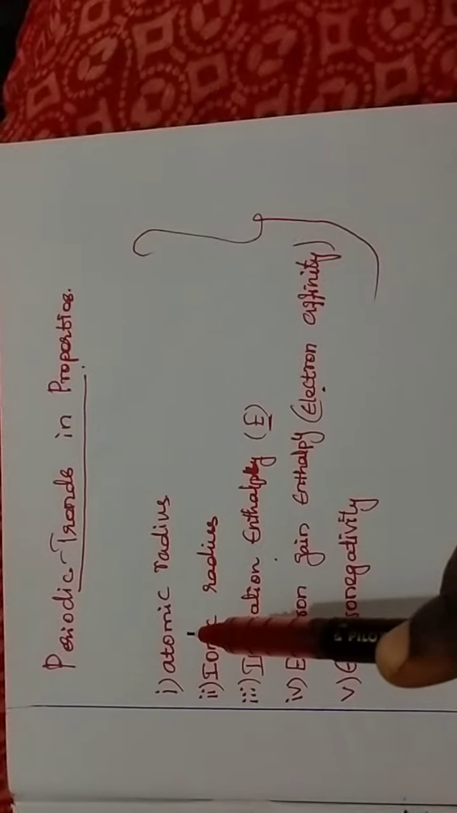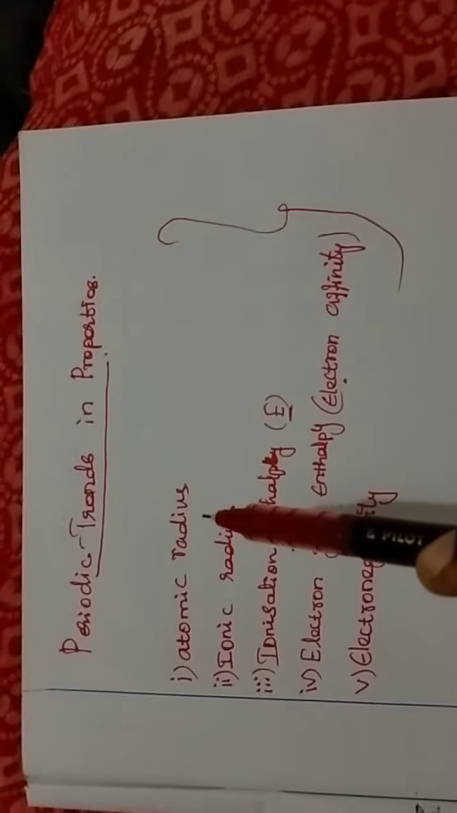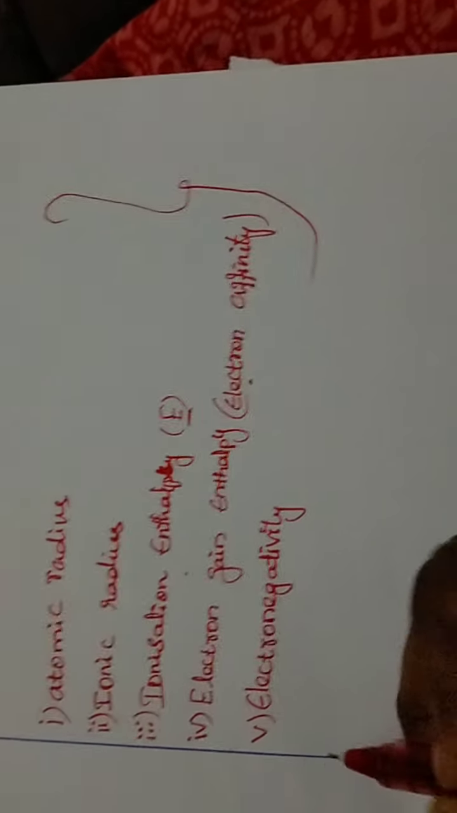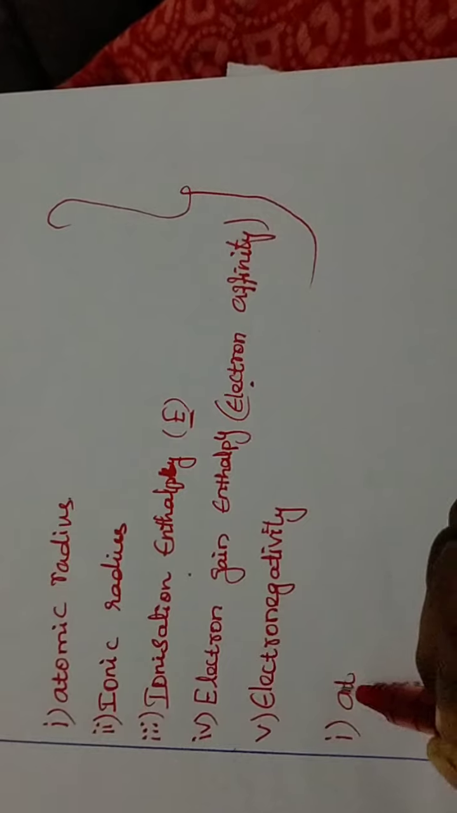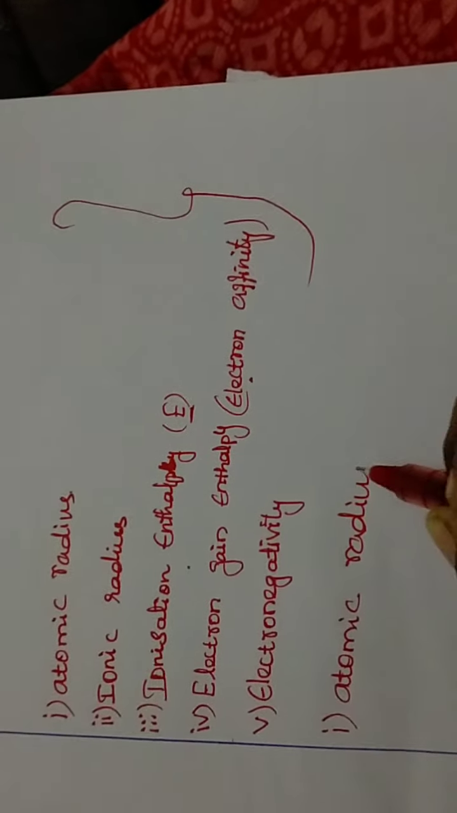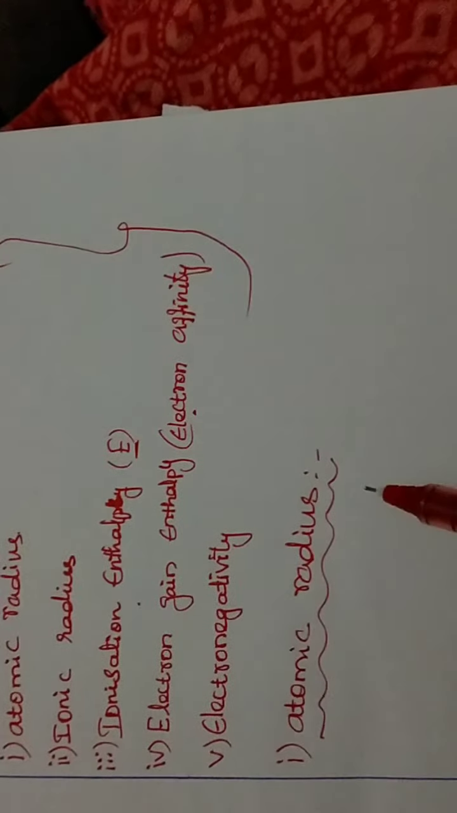So what is the first one? Atomic radius. What is the first property? Atomic radius. So what is atomic radius?